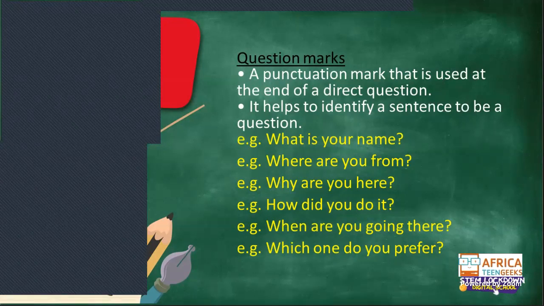Anyways, question marks. A question mark is a punctuation mark that is used at the end of a direct question. So if there is a sentence with a question mark at the end, we know that sentence is a direct question. Question marks help us to identify a sentence to be a question. Without a question mark, it becomes difficult to identify a sentence to be a question.